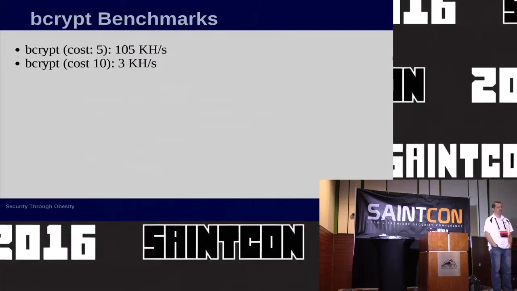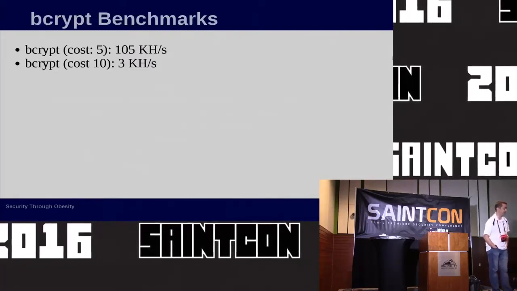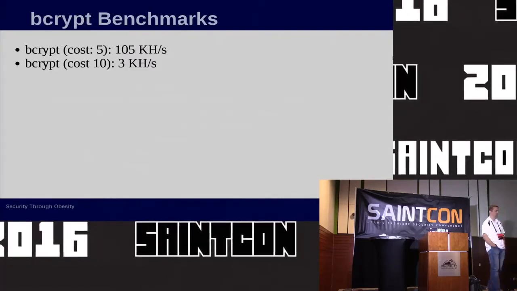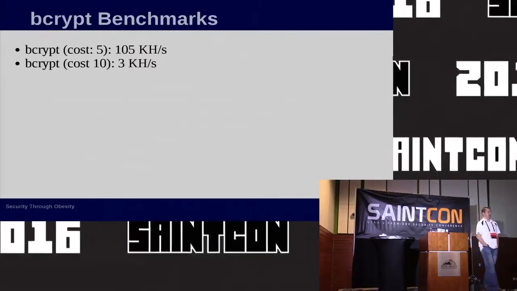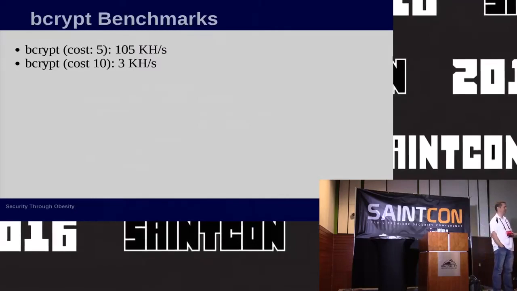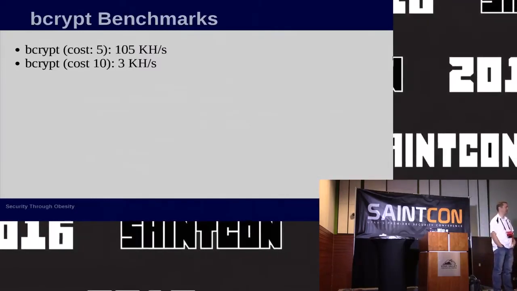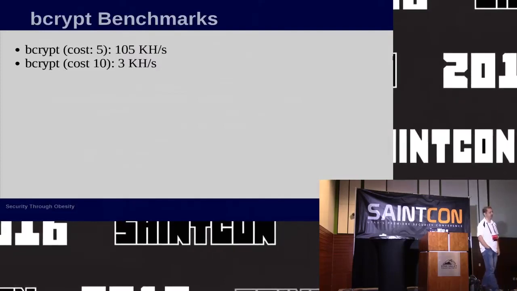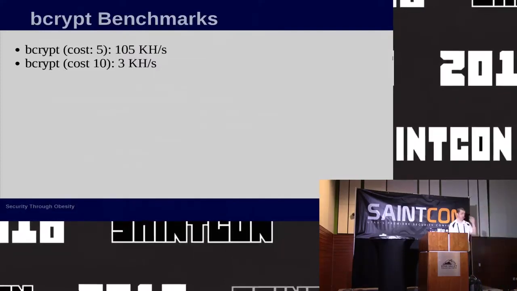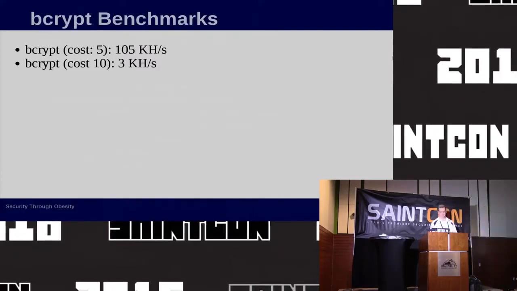So at a cost of 5, you're looking at 105 kilohashes per second. With a cost of 10, you're looking at 3 kilohashes per second. Just to remind you, we're now in the thousands, right? 3,000 hashes per second versus the 200 billion that a vanilla MD5 gave me. So we're considerably more expensive for my adversary.